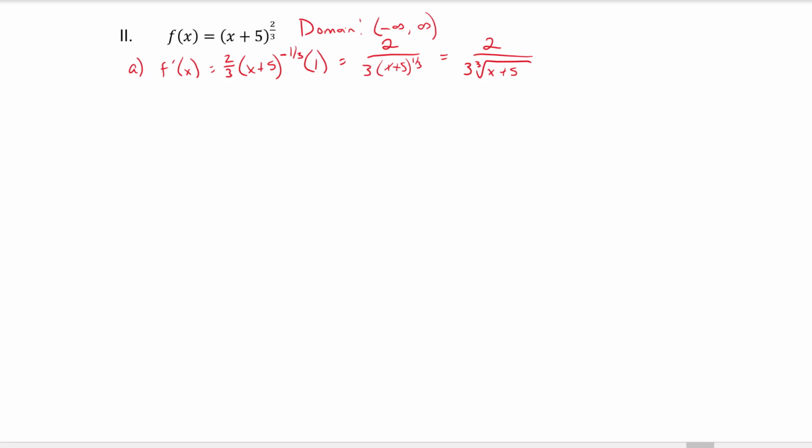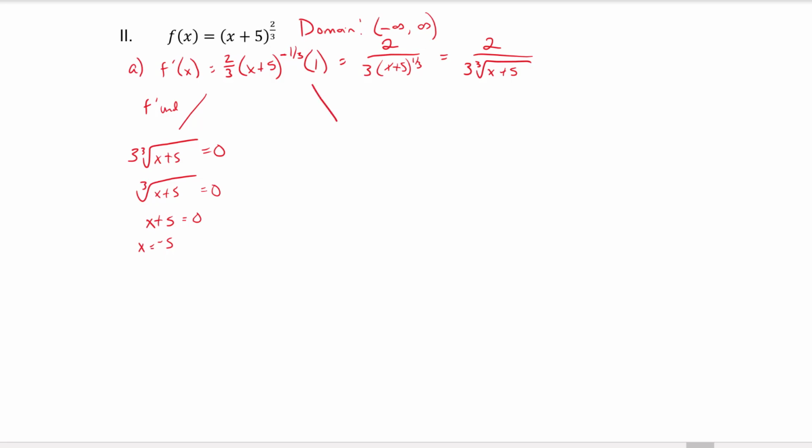Now to find our critical values, f prime is going to be undefined whenever our denominator is equal to 0. So 3 cube root of (x plus 5) equals 0. Divide by 3 on both sides. So the cube root of (x plus 5) equals 0. Cube both sides. So x plus 5 equals 0, so x equals -5. That is our critical number from that part.